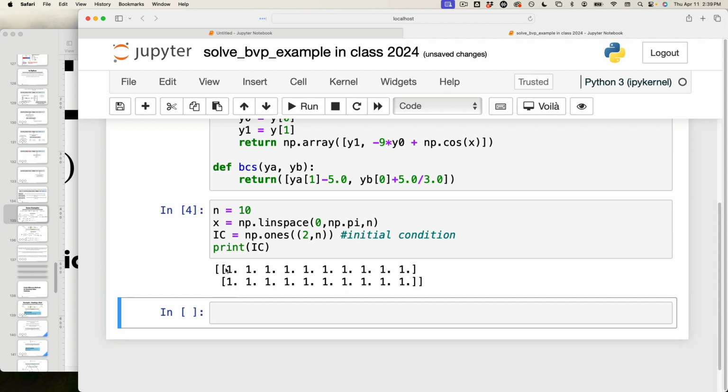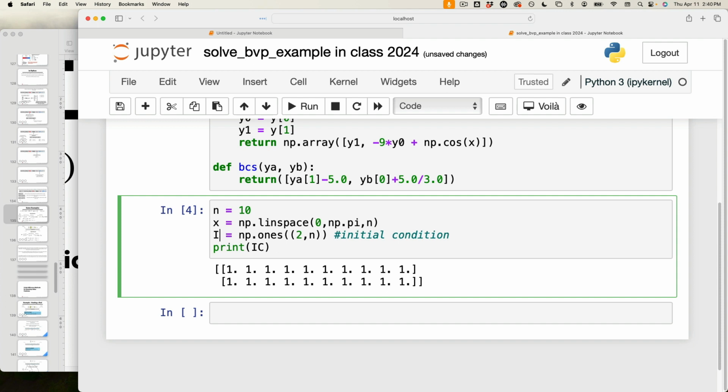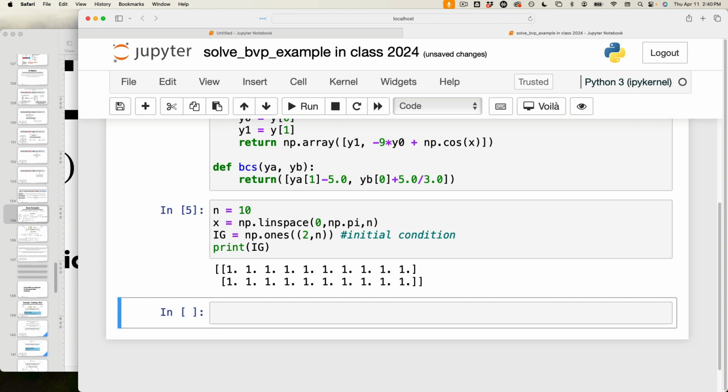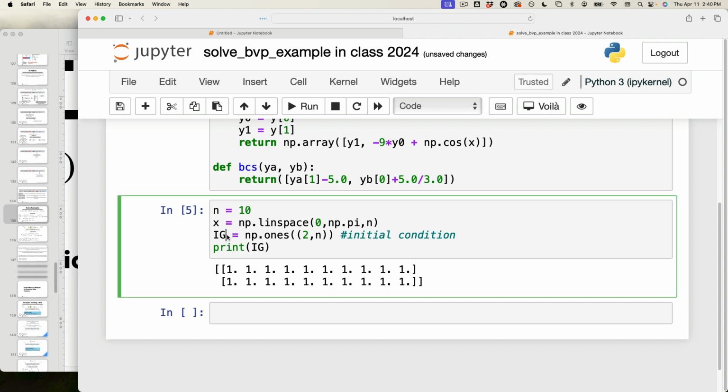So IC, the first row or column, whatever Python is doing there, that first row contains the initial guess, actually not IC, it's not an initial condition, it's an IG. It's not Instagram, it's initial guess. IG contains a two-dimensional array. The first row contains the initial guess for y0. The second row contains the initial guess for y1.